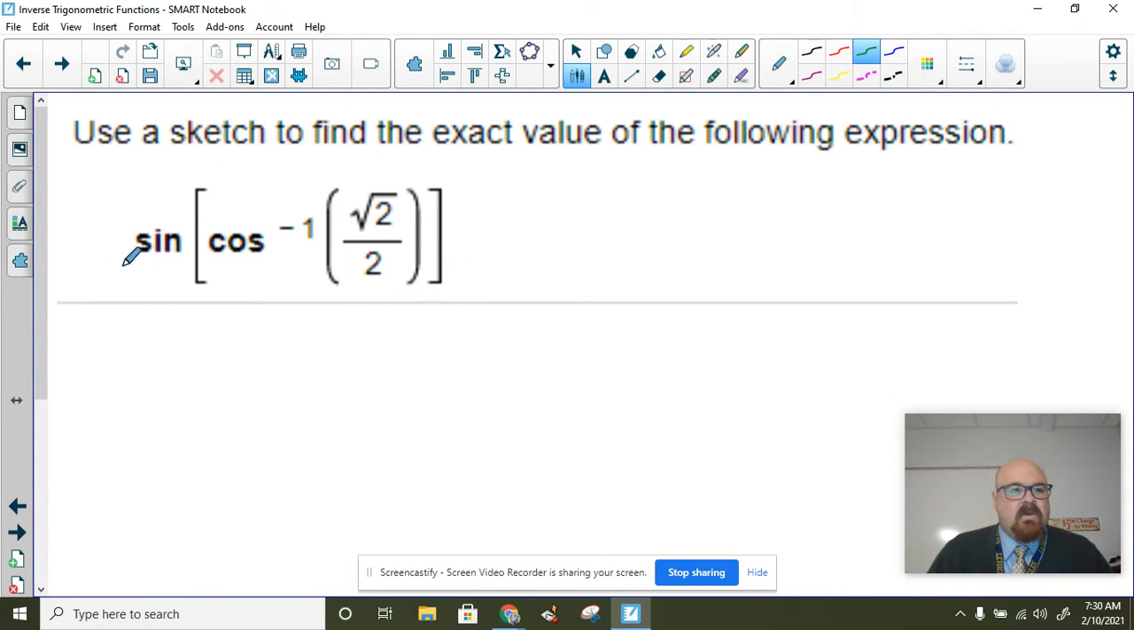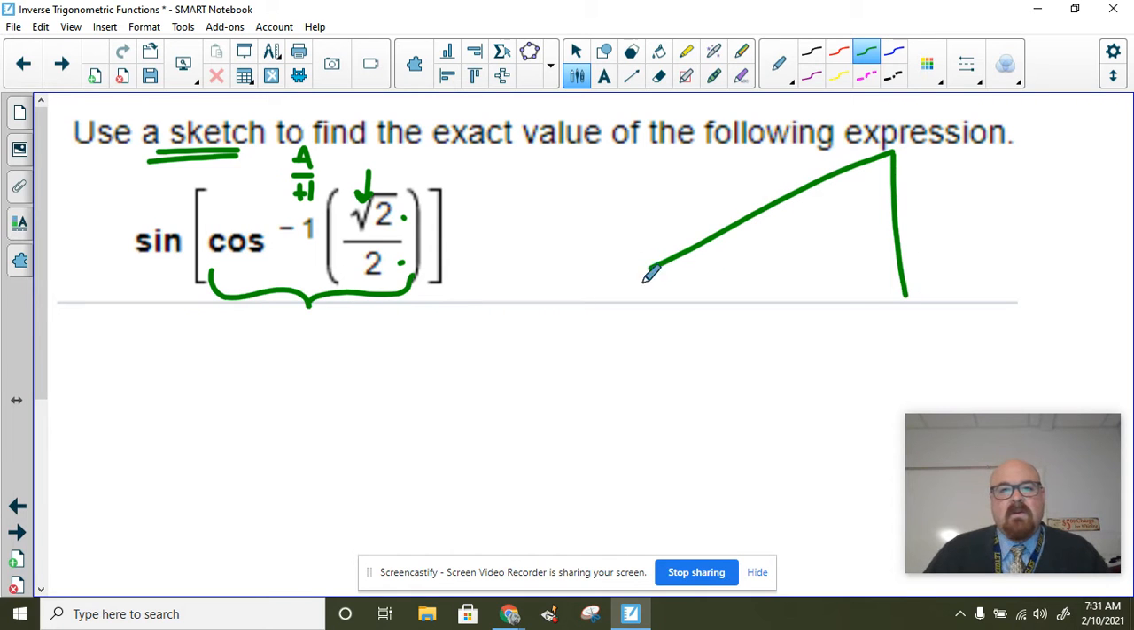So we're going to start in these brackets. We're not going to do anything with sine yet. We're going to evaluate this inverse trigonometric function first. And as we've said before, the input to a trigonometric function is either the adjacent side over the hypotenuse, where we could sketch a right triangle that has an angle where this is the adjacent side and this is the hypotenuse. I mean, we could just do that real quick here.